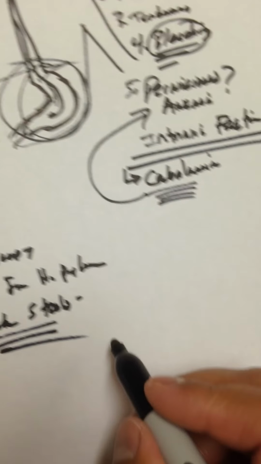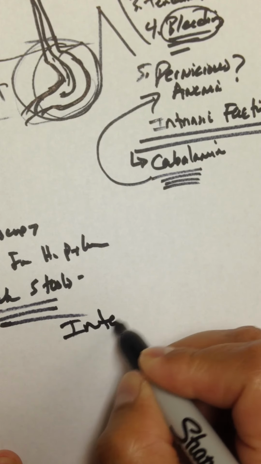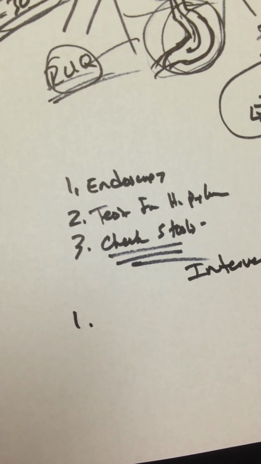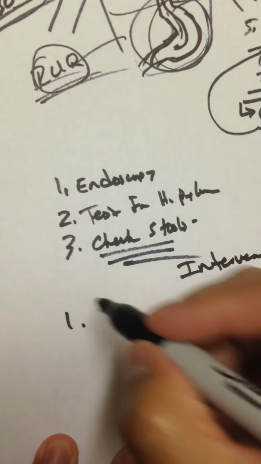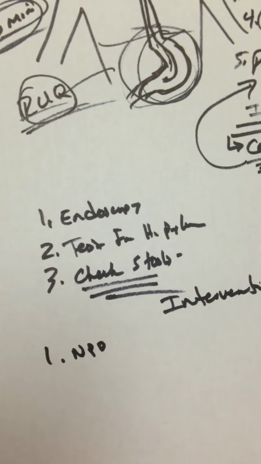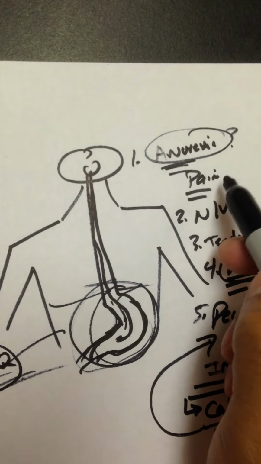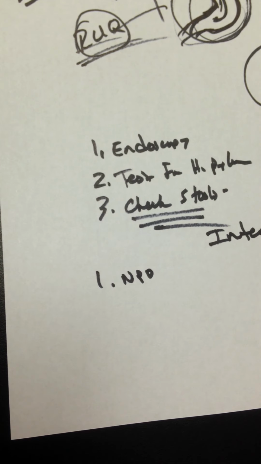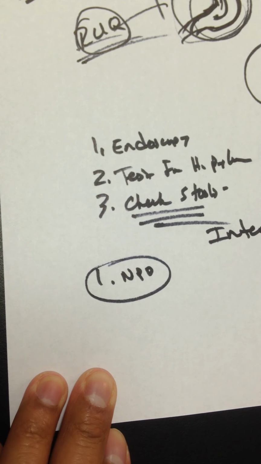Now, what are some interventions? What will you do for your patient? Number 1, if they come in to the facility, they may be placed on NPO status. Now, the reason they're placed on NPO status is because anytime they eat, they may get some pain. They may get nausea, vomiting. So you want to prevent that from occurring. So you will let the stomach rest, let it heal a little bit. So again, you'll place them on an NPO status.